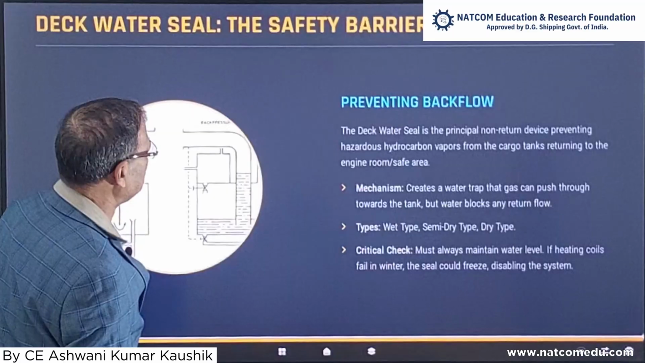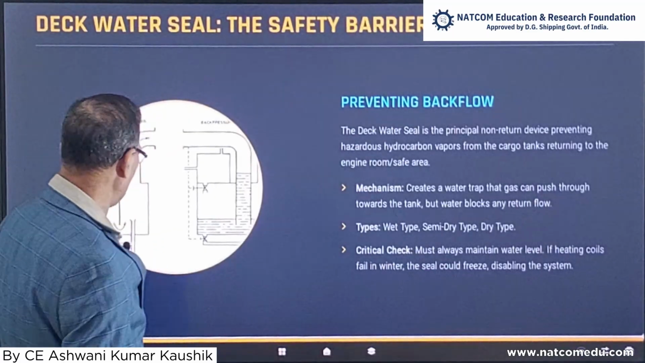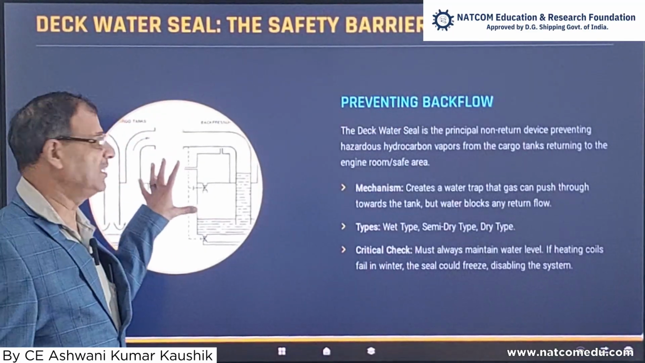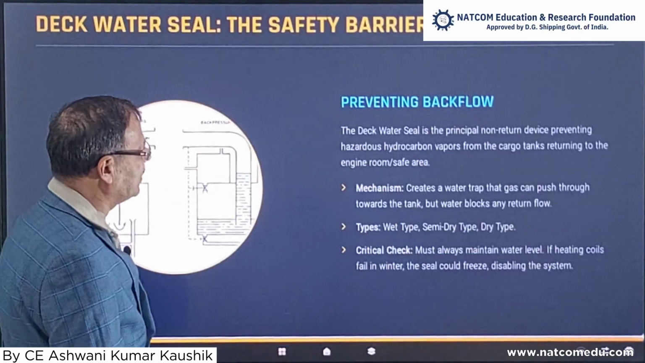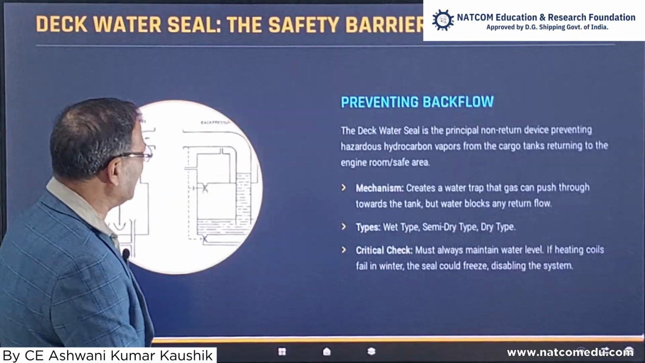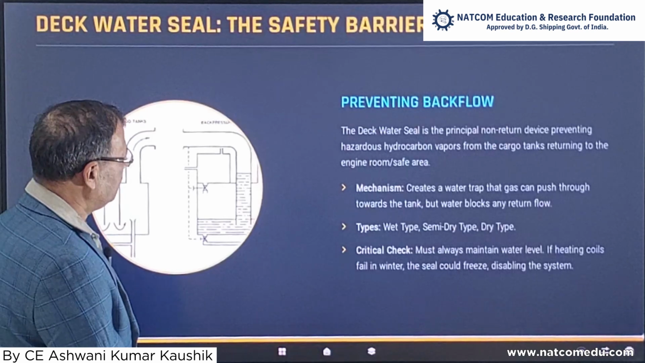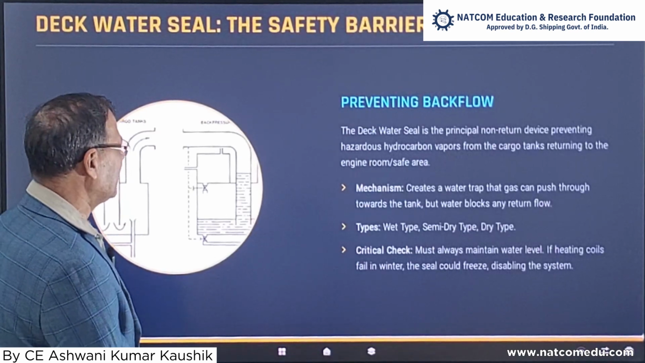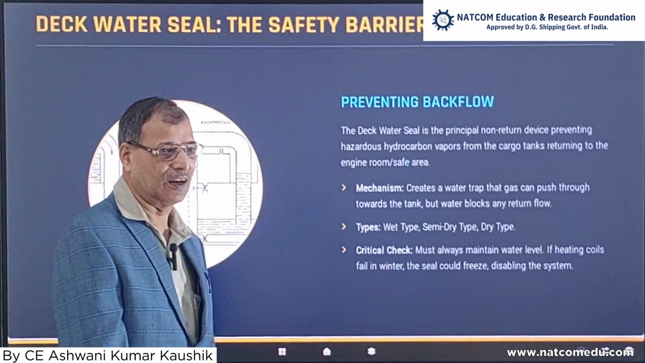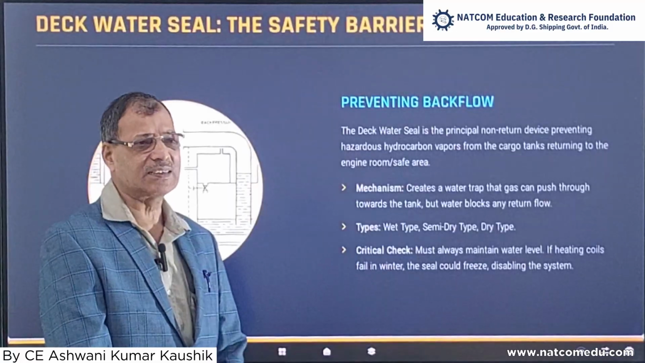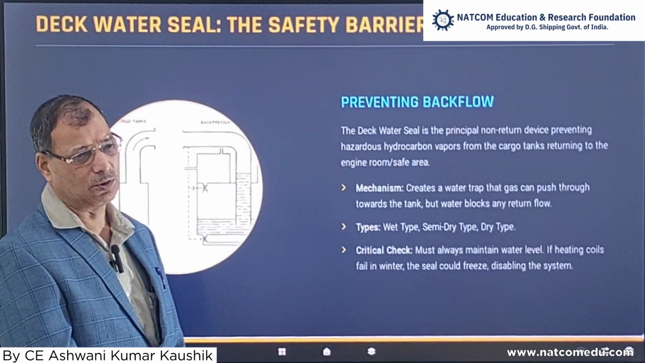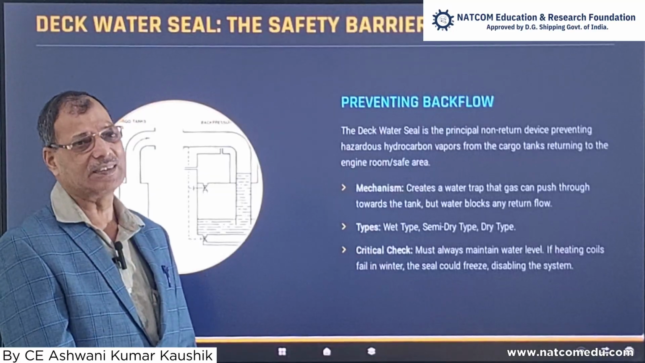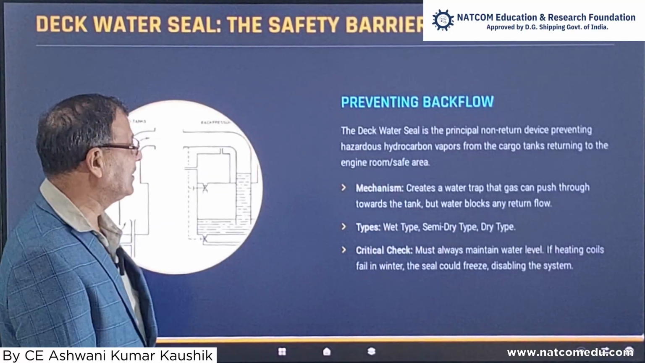Now see, this is for preventing backflow. This is actually the deck seal. The deck water seal is the principal non-return device preventing hazardous hydrocarbon vapor from the cargo tanks returning to the engine room safe area. You know that if any gas returns to the engine room, or goes from the uptake to the boiler, it is harmful. That's why there is a deck seal.